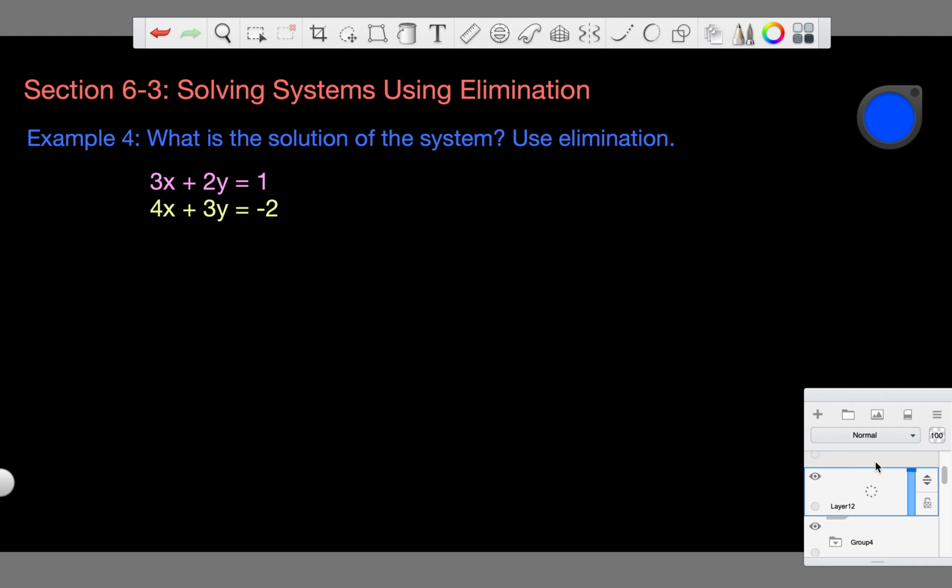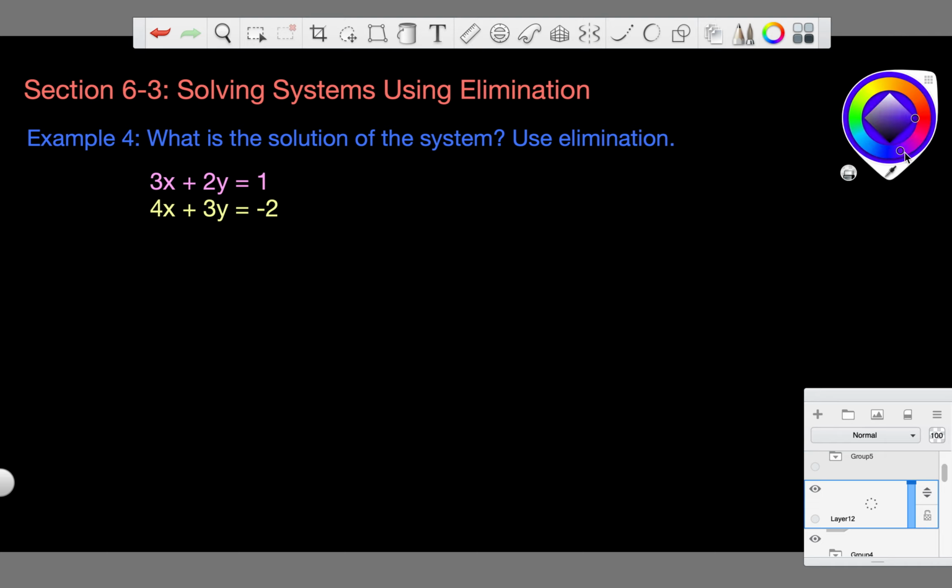Okay, so we are going to do the same thing here. So I have 3x plus 2y equals 1 and 4x plus 3y equals negative 2. Now in order to do this, we need to establish a variable that we want to get rid of. So let's just talk about getting rid of our y values. Can I multiply 2 by anything to get to 3? No. Can I multiply 3 by anything to get to 2? No. So we're going to have to multiply both of these equations by something.